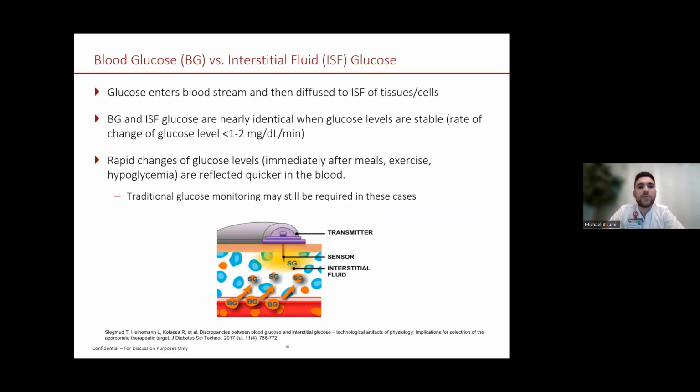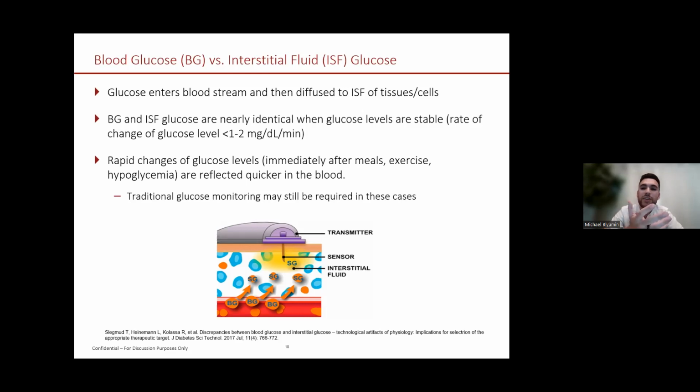So blood glucose versus interstitial fluid glucose. This is the difference between what a glucometer is checking versus what a CGM is checking. So a glucometer is checking blood glucose. We know that because we have to get a drop of blood to get a reading. But sensors check the interstitial fluid glucose.